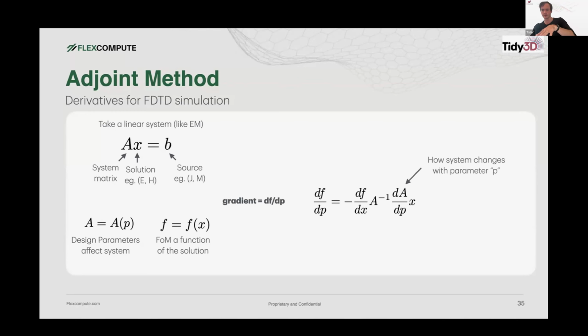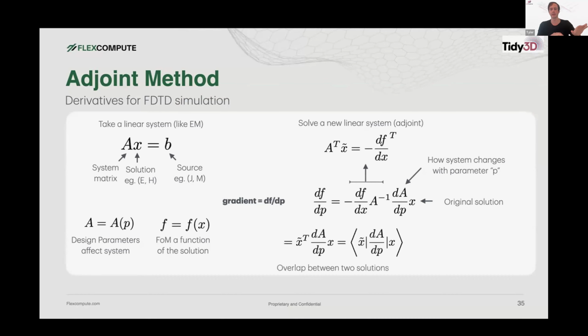So we have the matrix dA/dP. That's how the system matrix changes with parameter P, which is actually quite straightforward generally. We have our original solution here. And then this is the key term. We notice there's an A inverse. So what we can say is, everything here is just the solution to a new linear system, which we call the adjoint system. And this adjoint system now has a source that depends on F, and specifically, it's minus dF/dX. So this figure of merit now gets converted into a source that we use for our new adjoint system.